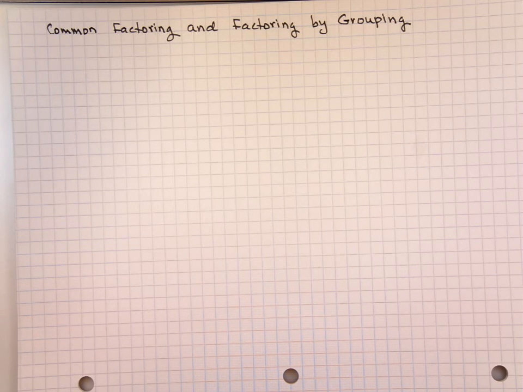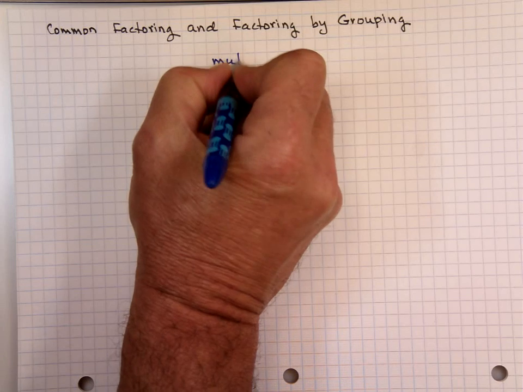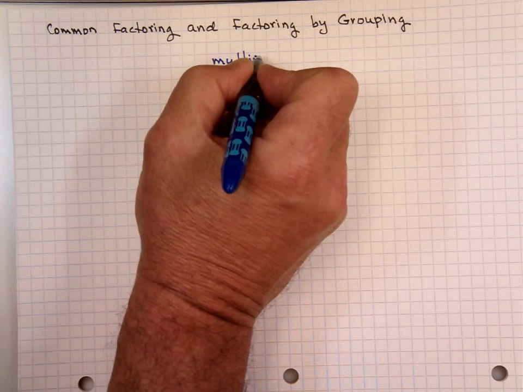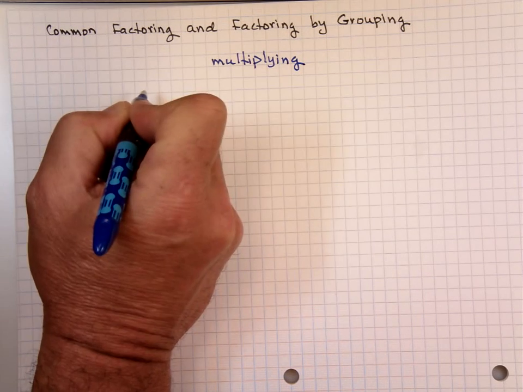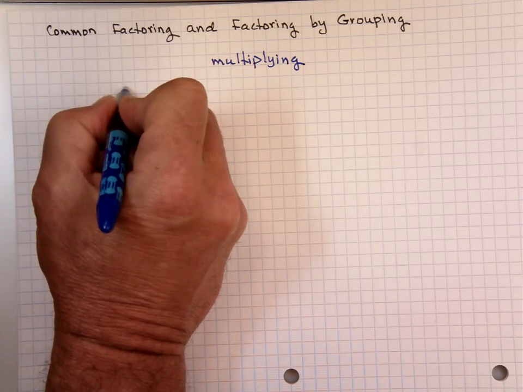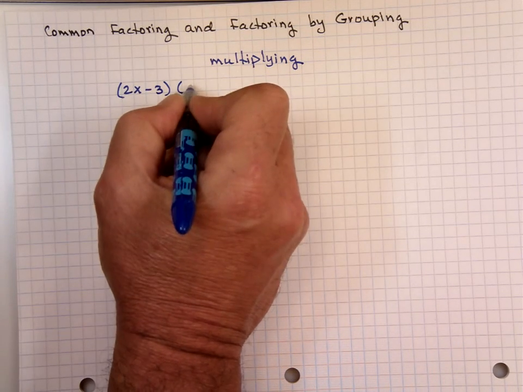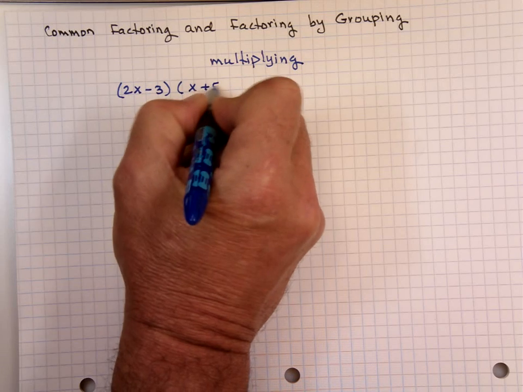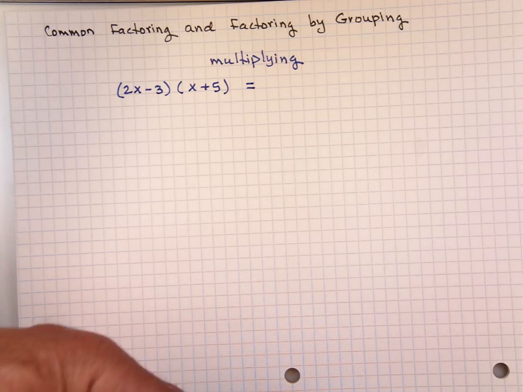Before we talk about factoring, let's take you back to the previous chapter, chapter 5, which is multiplying. So when you're multiplying two polynomials, like 2x minus 3, let me take that, and I want to multiply that by x plus 5. Now to multiply that, if you remember, we used a method called what?